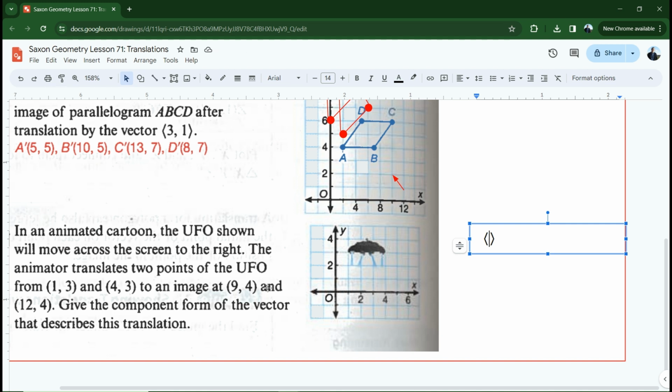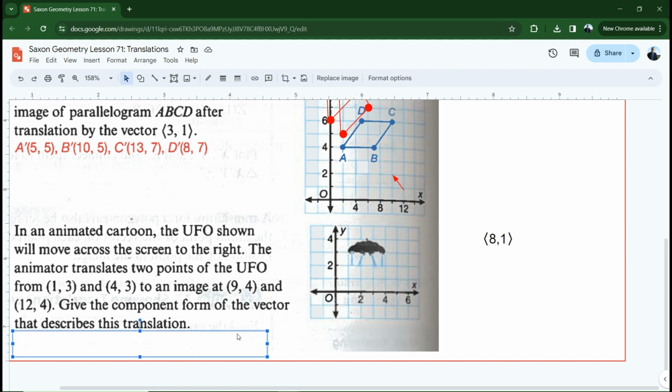Okay, and then let's figure out what our vector is going to be. From (1, 3) to (9, 4) is to the right 8. In the x-axis, I'm going positive 8. And in the y-axis, I'm going up 1. So it's just noting how far over, how far up I'm going. Let's see if that matches our (4, 3) coordinate. Did I go over 8 to get to 12? Yes. Up 1 to get from 3 to 4? Yes. <8, 1> is the correct answer for this.